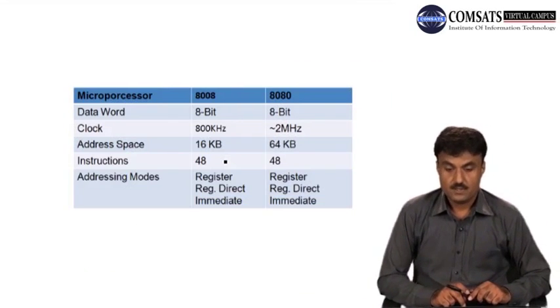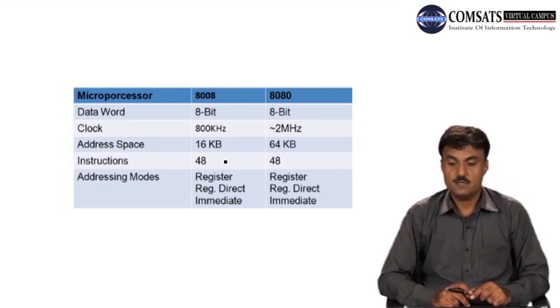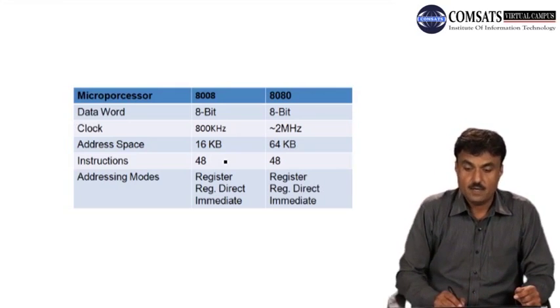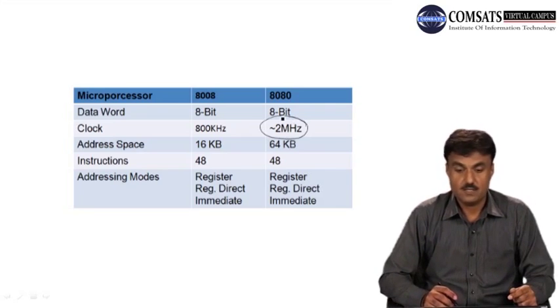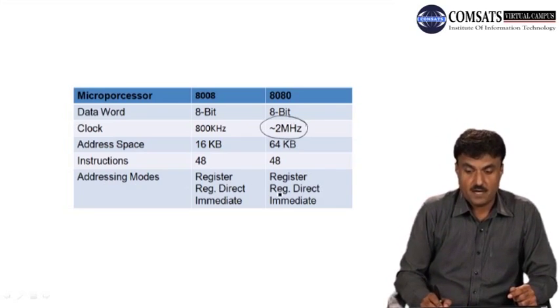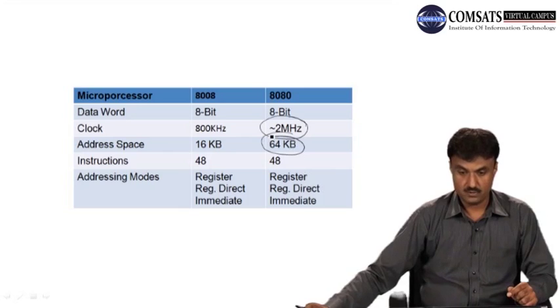This is a summary of the 8080 in comparison. You can see that for the 8008 and 8080, the word size is 8-bit for both, and the clock speed has been improved in the 8080, up to 2 megahertz. The address space has also been increased, so it can address around 64 kilobyte. The number of instructions is almost similar, 48 instructions, and even the addressing modes are similar in both of these processors.